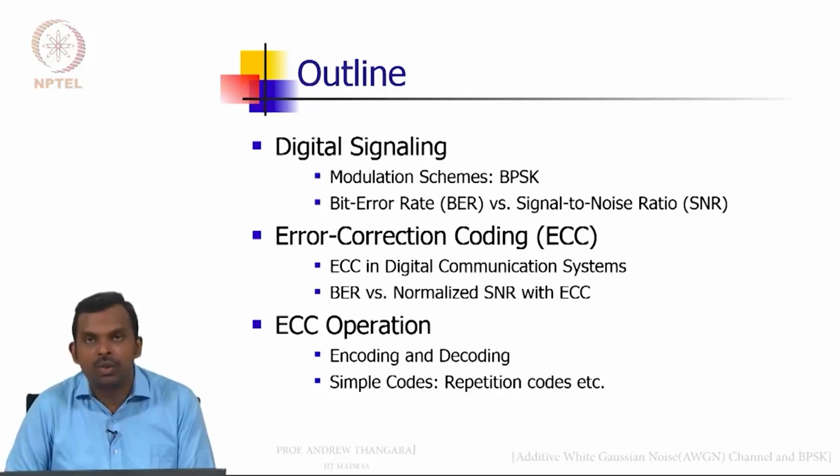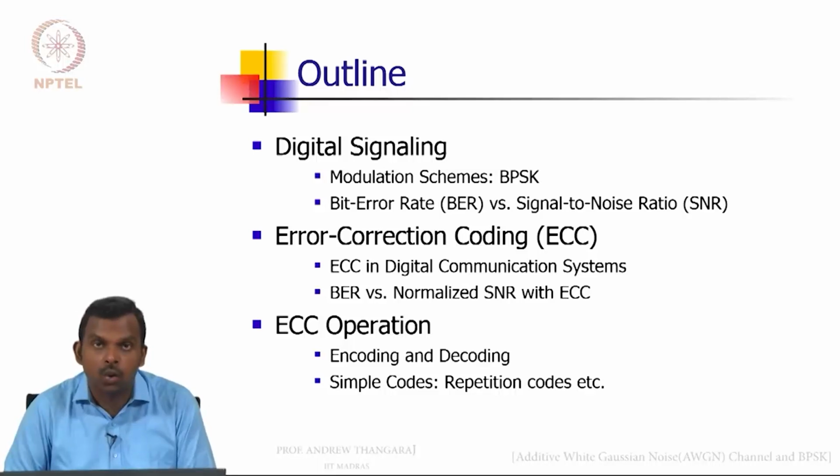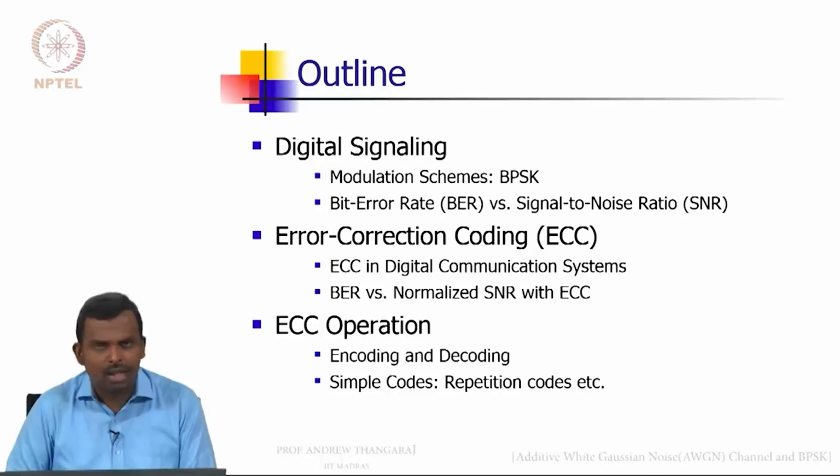And then we will introduce how error control coding, or error correction coding, works in a digital communication system. We will specifically talk about a plot of bit error rate versus normalized SNR, or Eb over N naught, in the presence of an error control code. And then finally, I will conclude with how encoding and decoding is typically implemented and provide simple examples. Basically, the repetition code is the example we will use.